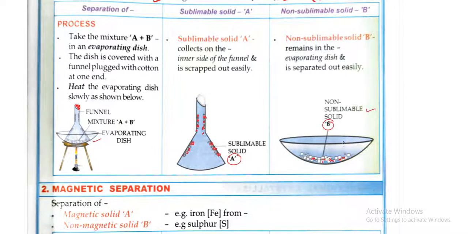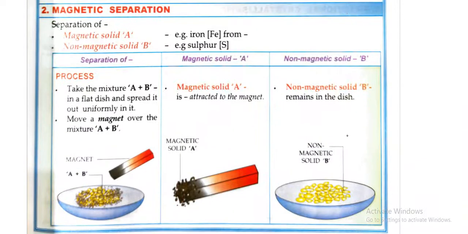Next we will see magnetic separation. Suppose in magnetic separation, one is a magnetic solid and another one is a non-magnetic solid. Let them be A and B. For example, we have taken A as iron and B as sulfur. Now A and B are mixed together, and after mixing we bring a magnet near it.